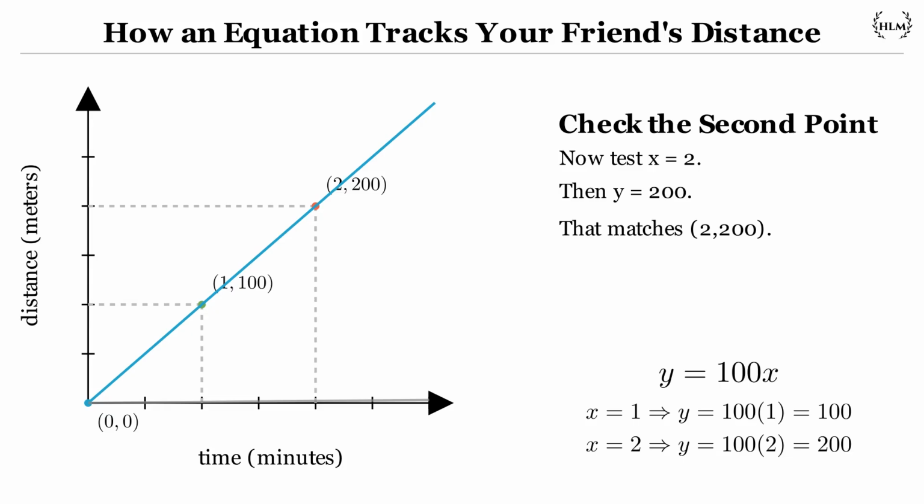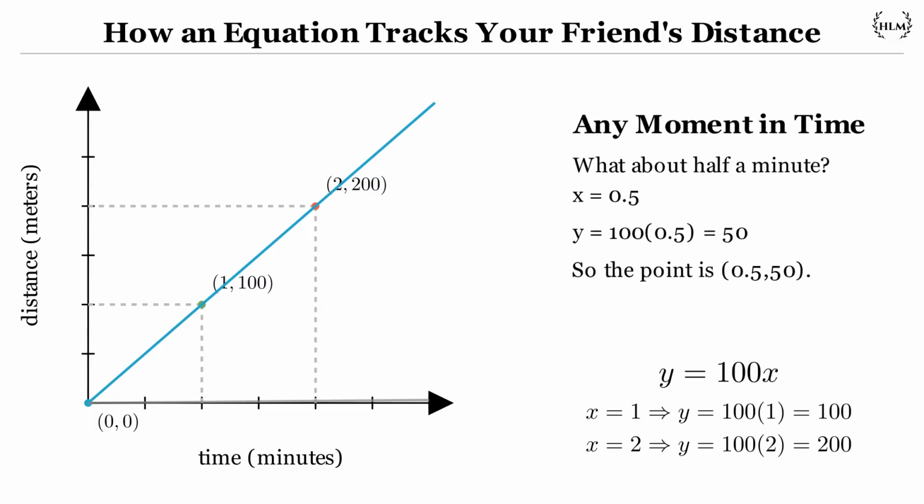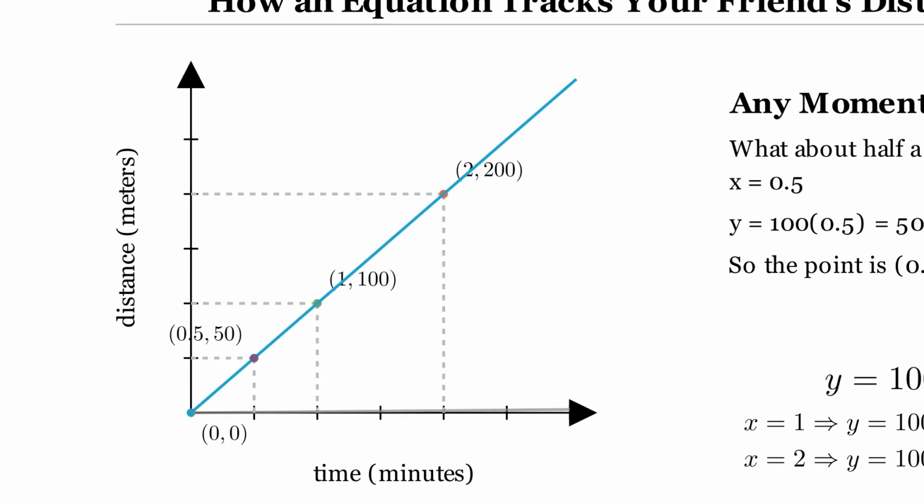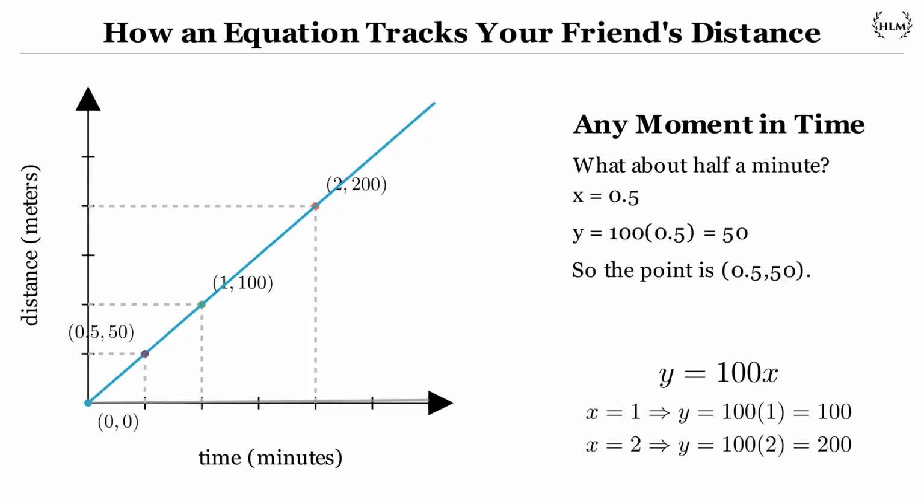We can use it to figure out the position of your friend at any point in time. So let's see where they are at half a minute, which is 0.5. So 0.5 of a minute. So x would be 0.5. So then y would be 100 times 0.5, which will give you 50. So the other coordinate is 0.5 comma 50, or half comma 50. So then with this equation, we can now tell where your friend is at any moment in time.